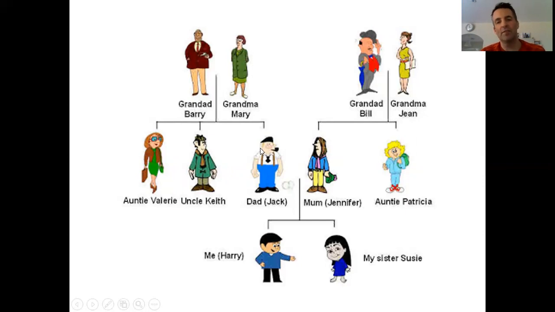And you go back to dad's side, so this is Harry's dad, Jack, and you've got Jack's parents, Grandad Barry and Grandma Mary, so their relationship to Harry is Grandad and Grandma. And Jack has a brother called Keith, so Harry calls him Uncle Keith, and Jack has a sister called Valerie, and so Harry calls her Auntie Valerie. So this is another more detailed family tree where you're putting down the names and their relationships to you.